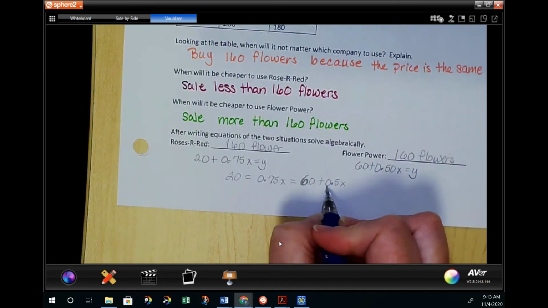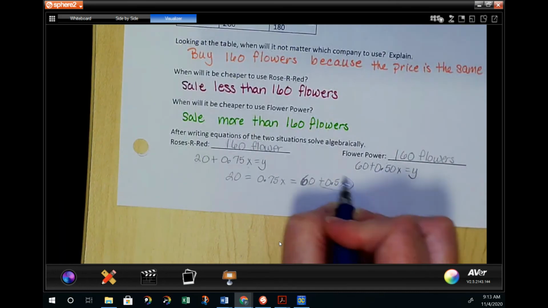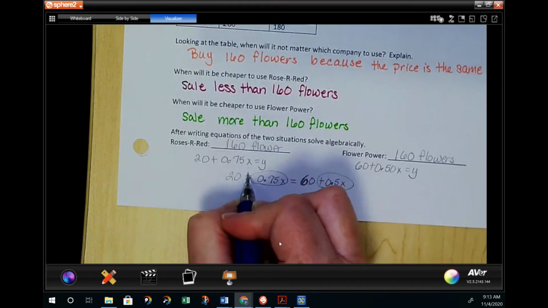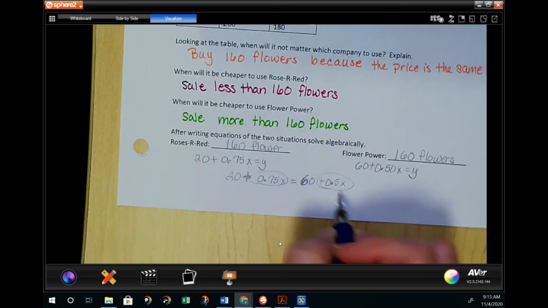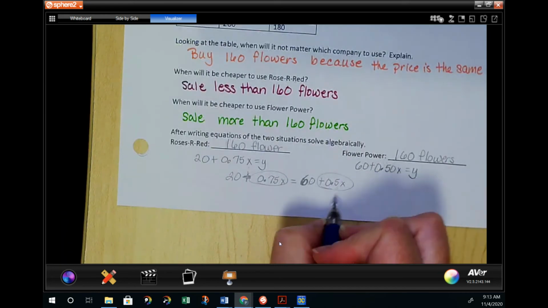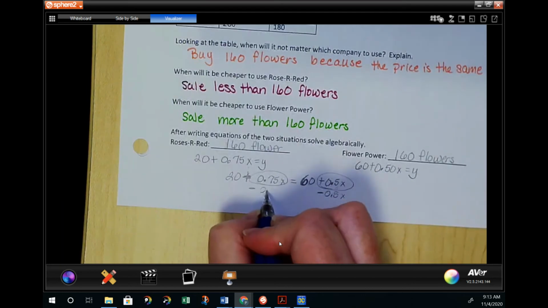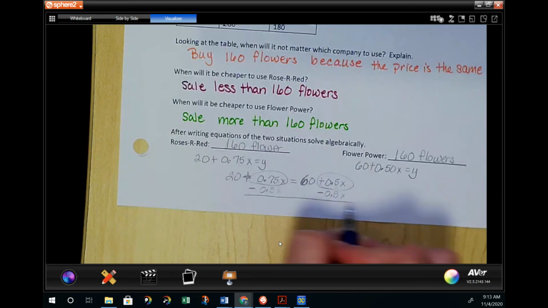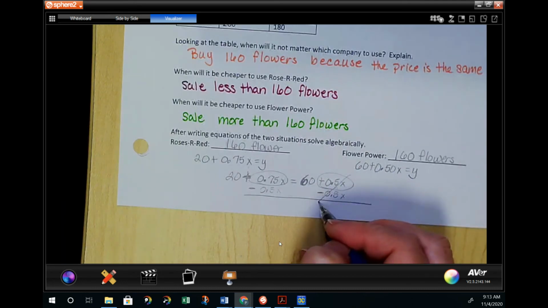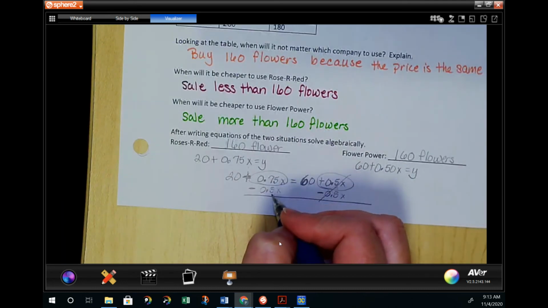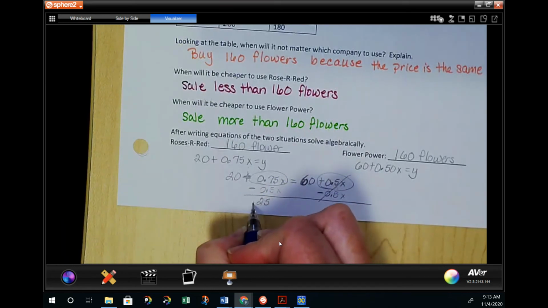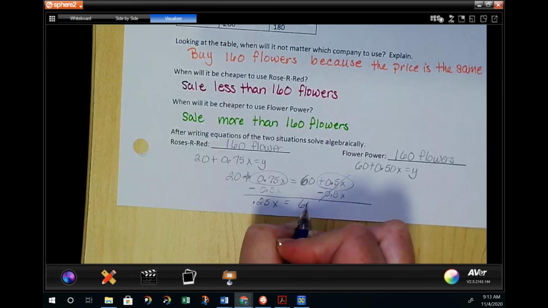And then I move the smallest one of my x values. Since this is 0.5, that's smaller, I'm going to move the 0.5x. The reason why I move the smaller is because I don't like to make mistakes with negatives. So that cancels out. So 75 cents minus 50 cents is 25 cents. And this still equals 60.